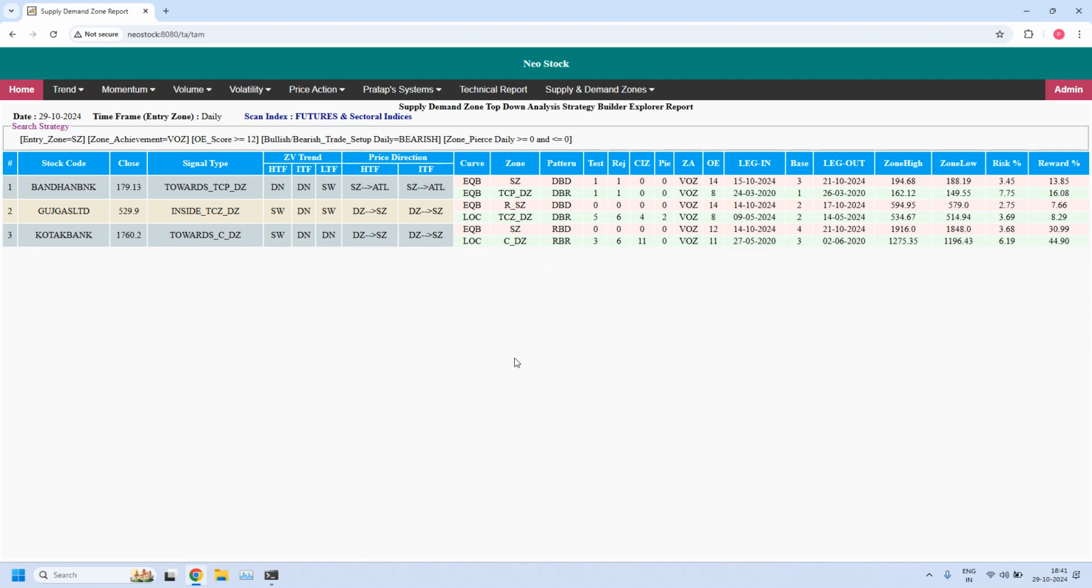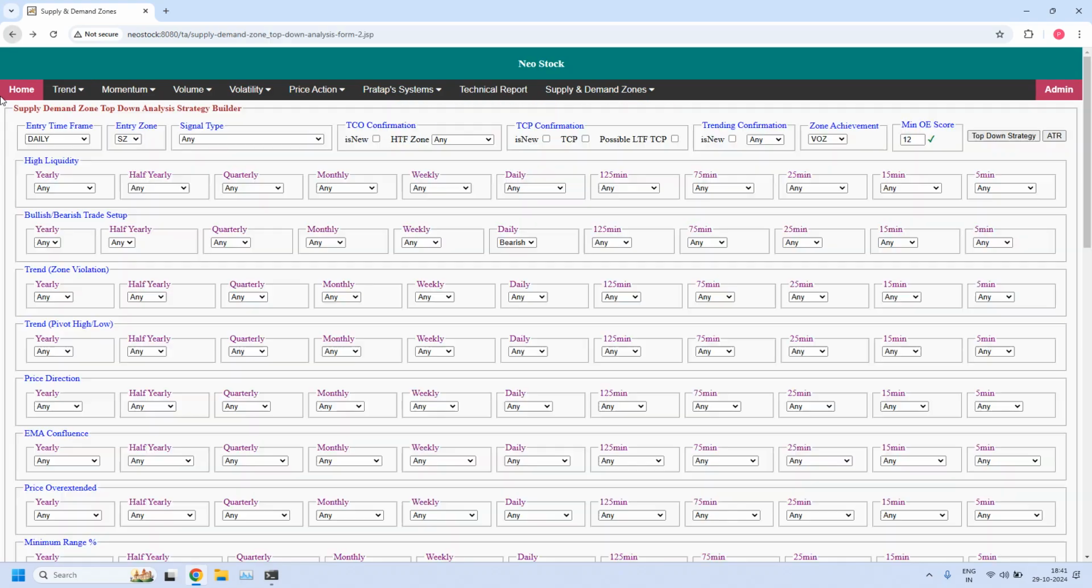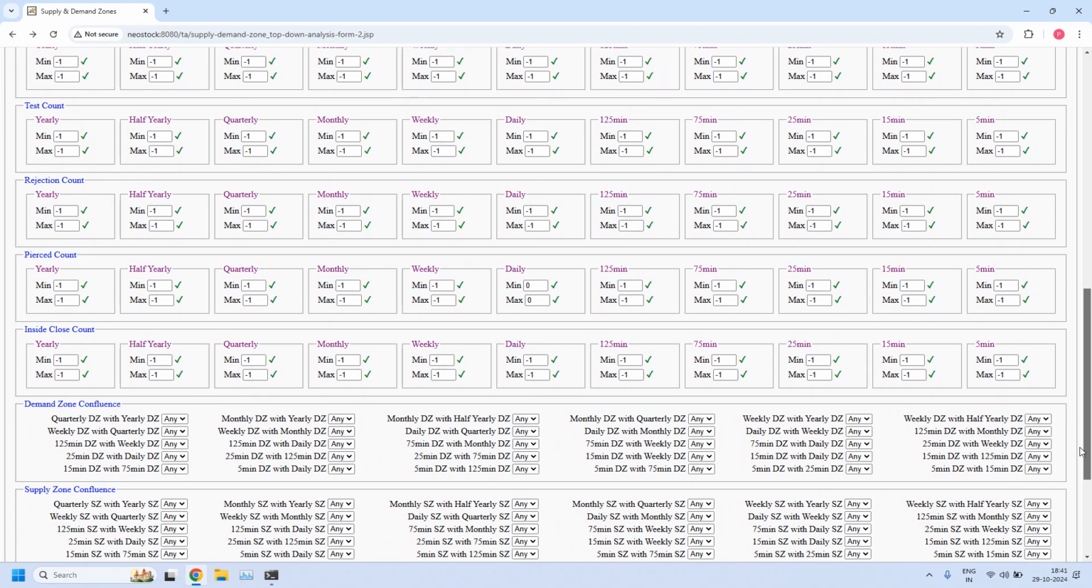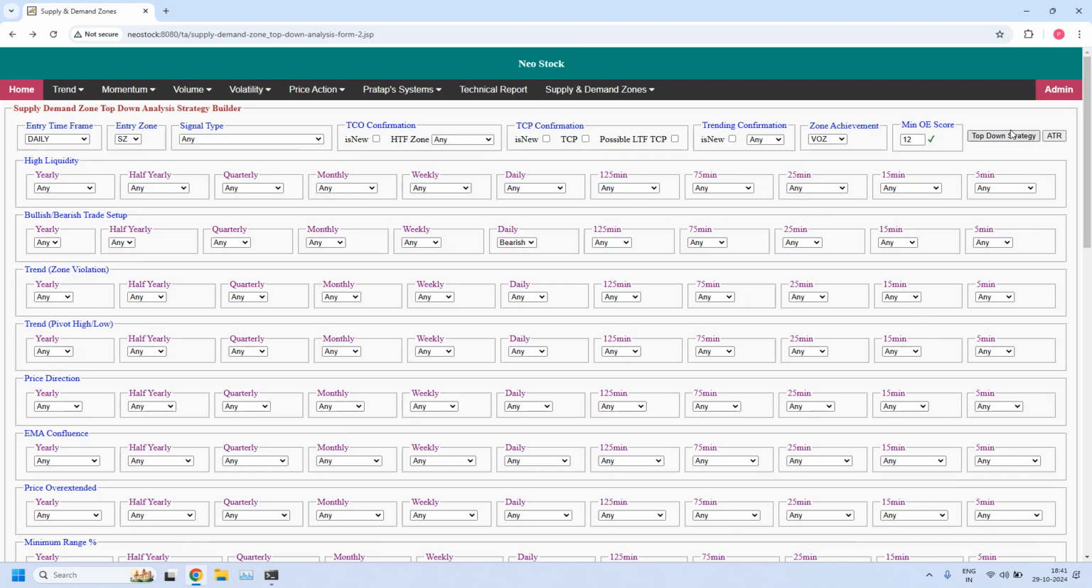All these are daily supply zones, all the 3 zones. Now let's find whether any of these zones have supporting high probability. Let's verify ITF supply zone confluence. In the supply zone confluence, I'm enabling the filter daily supply zone with weekly supply zone confluence. With this filter, let's verify.